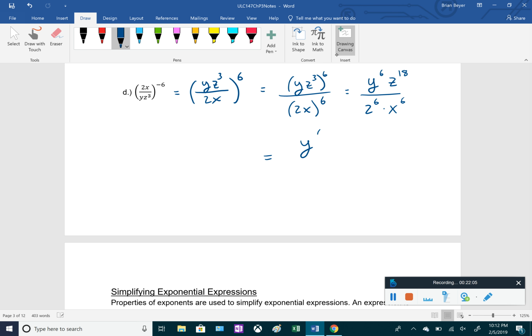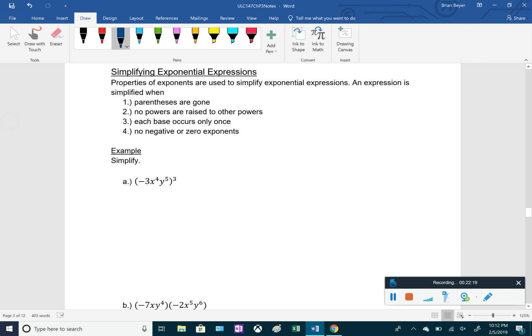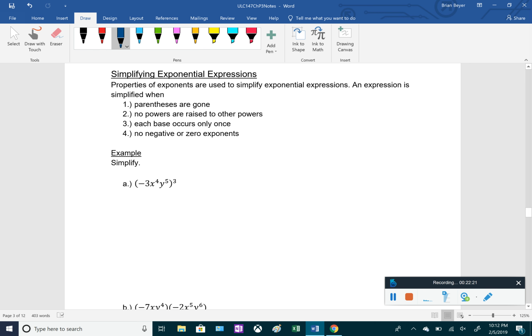So our final answer here is y to the 6th times z to the 18, over 2 to the 6th, which is 64, times x to the 6th. So as long as you go one step at a time, it shouldn't be too bad. Now we're going to get into simplifying exponential expressions and what it means to be completely simplified, and we'll do a bunch of examples.